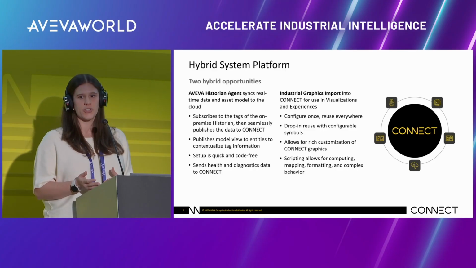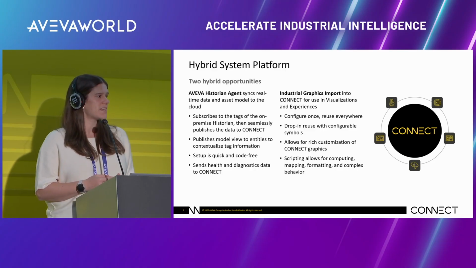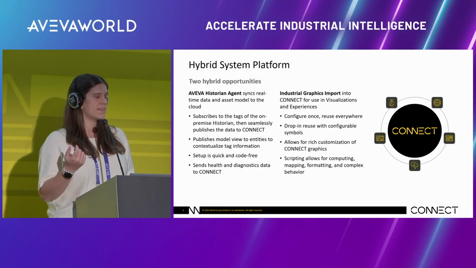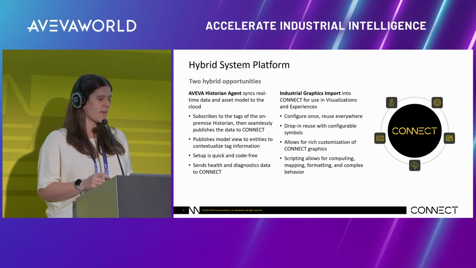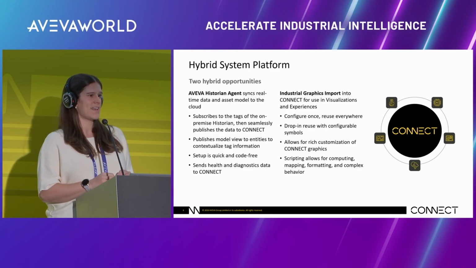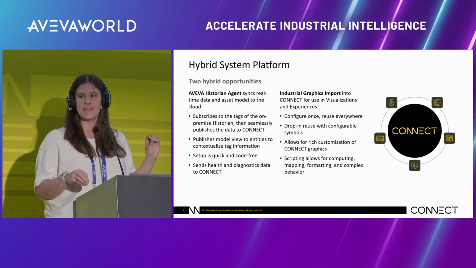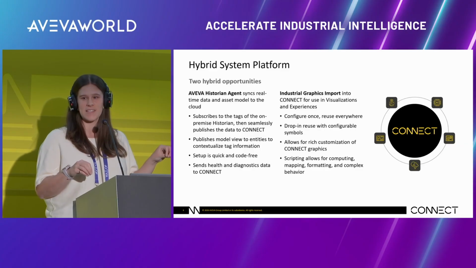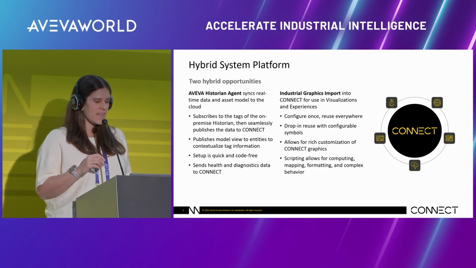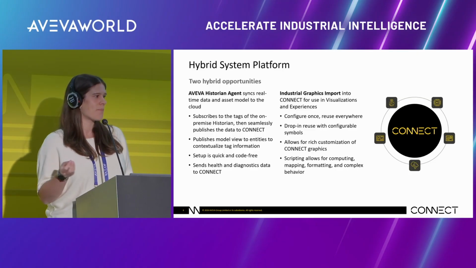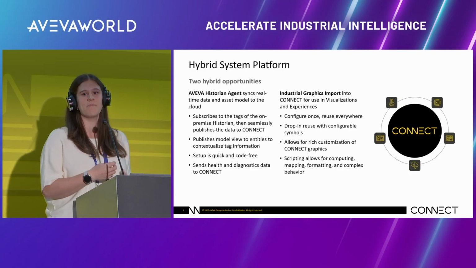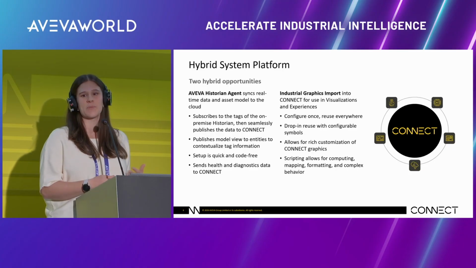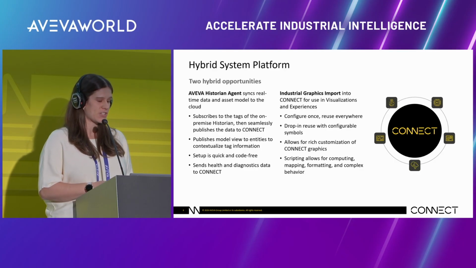Then we also have industrial graphics import. That's the ability to take any industrial graphics you have in OMI, your system platform, and import it into your Connect visualization. So you can configure it once, and you can use it in both on-premise and cloud applications and see the same data in the same way, both on-premise and in the cloud. And let's say you're not even using it on-premise, it still allows you to do that major customization of your graphics and then bring it into Connect so you have that customizable graphic there in Connect visualization.